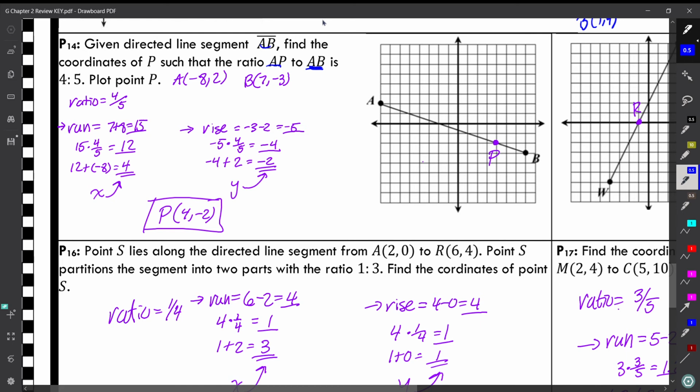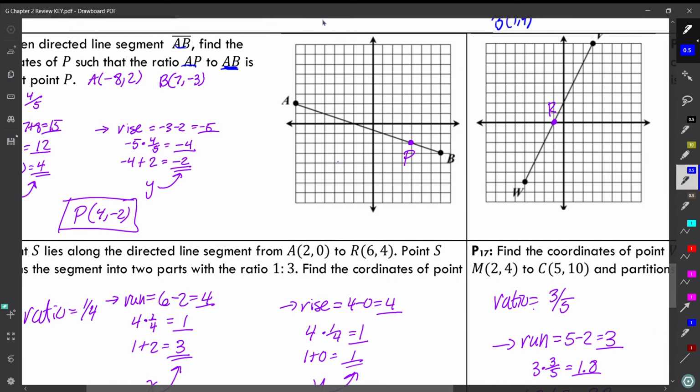For my rise, I do negative 3 minus 2, which is a negative 5. Multiply that by the 4/5 ratio. The 5's cancel out, and you're left with a negative 4. Then we add that negative 4 to the y1, which is 2, and we get that the y of point P is negative 2. So P has coordinates (4, -2), and you can see that plotted on my graph over there.